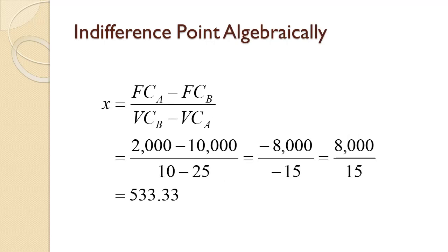Plugging in the $2,000 fixed cost and $25 variable cost for method A and the $10,000 fixed cost and $10 variable cost for method B and combining terms gives us negative $8,000 over negative $15. The negative terms cancel out and the indifference point is 533, or about what we figured based on the graph.